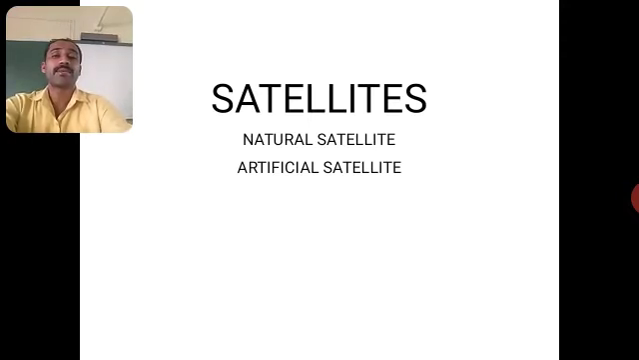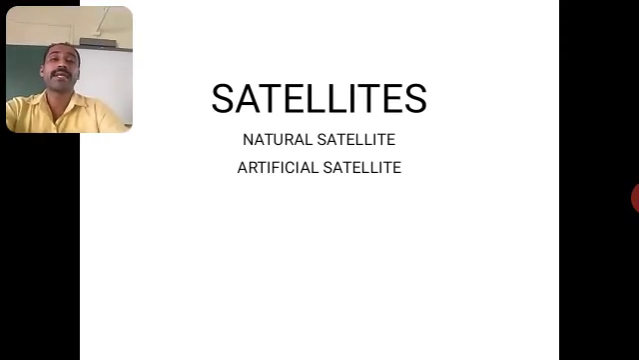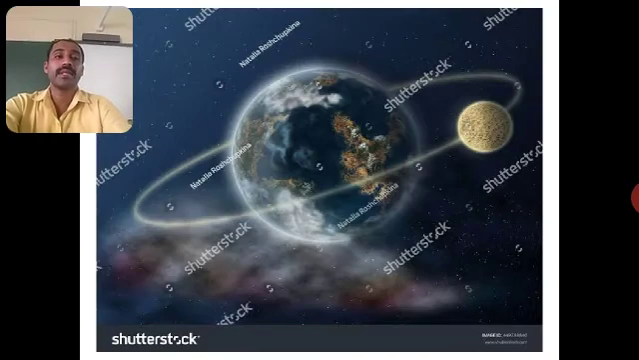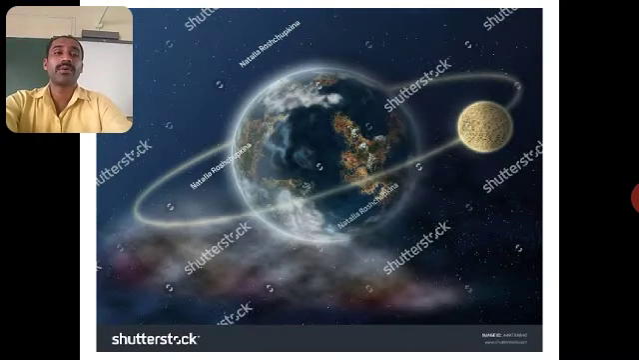First, let us discuss the natural satellite. The natural satellite of our Earth is the Moon. The Moon is the only natural satellite of the Earth. See, this is the Earth and this is the Moon.